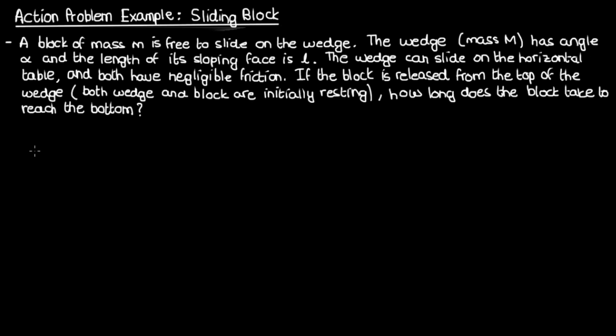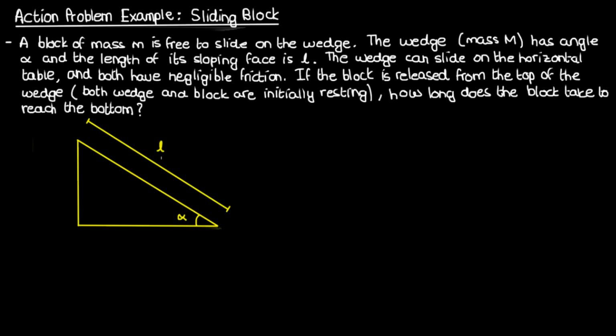So let's begin the problem by drawing everything out. We've got the wedge or inclined plane with angle alpha. L is the length of the inclined surface, and the mass m is found on top of that inclined surface. The wedge has mass capital M, and all surfaces are frictionless. Of course, gravity acts downwards.